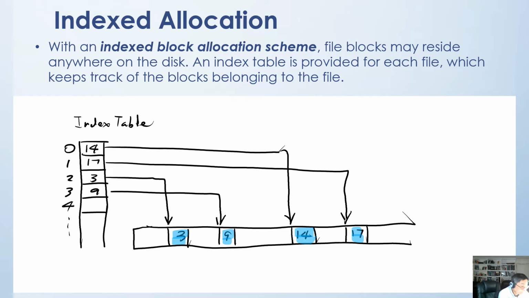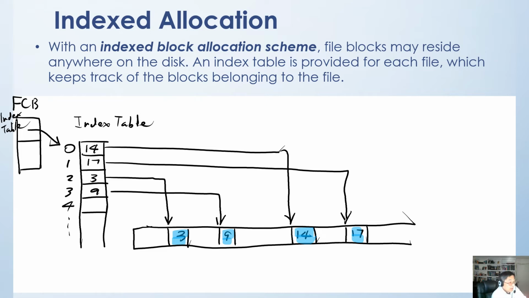Now, for the file control block, we just need to provide the link to the index table itself, right? Of course, there are some other attributes, but the file control block contains the information about the index table, so it points to the index table.